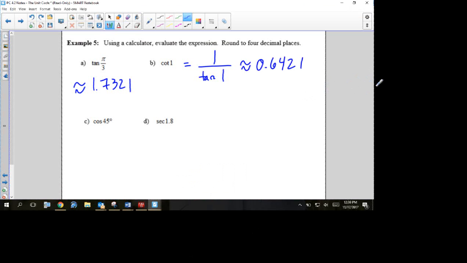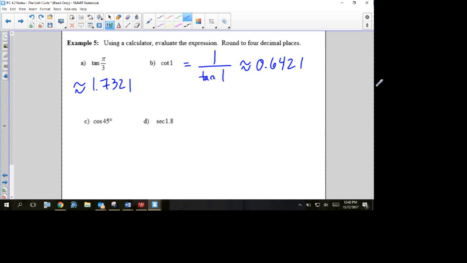So this is something that you get better at knowing what to do when you do your homework and you practice thoughtfully. So it's very important that you are practicing this. Cosine 45 degrees. How do we type in that? We're in radian mode. How do we type in 45 degrees? How can we type in cosine 45 degrees now?